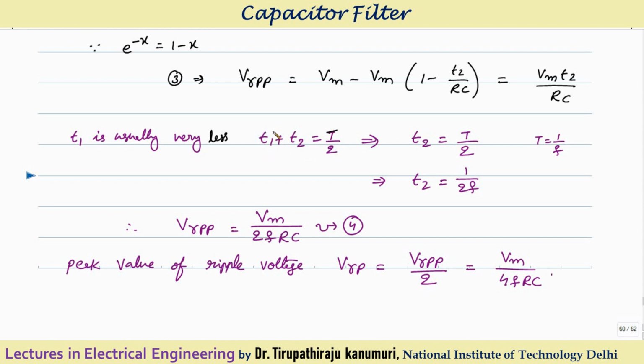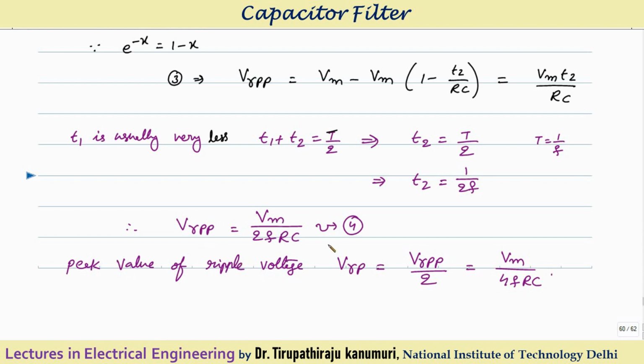As T1 is very less compared to T2, I can neglect T1 and take T2 equal to T by 2, where T is equal to 1 by F, your supply frequency. Or we can say T2 is equal to 1 by 2F, or we can represent VRPP as V maximum by 2F RC. So from this I can calculate the peak value of the ripple voltage.